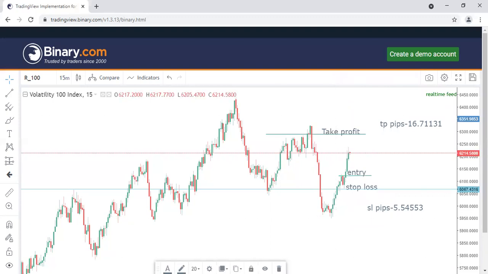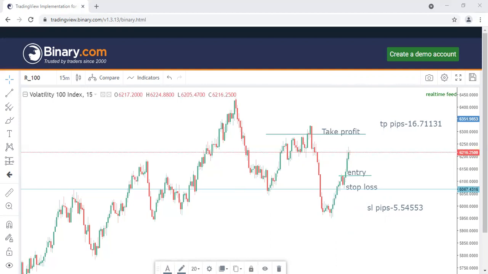we just go there and we calculate the amount we're making. So multiply by, since we use 2 lot size, so that will be 2. So that will be 33.42262. That will be the amount we'll be making on this particular trade. We'll be making 33.42262 if price gets to our take profit or our point of interest.